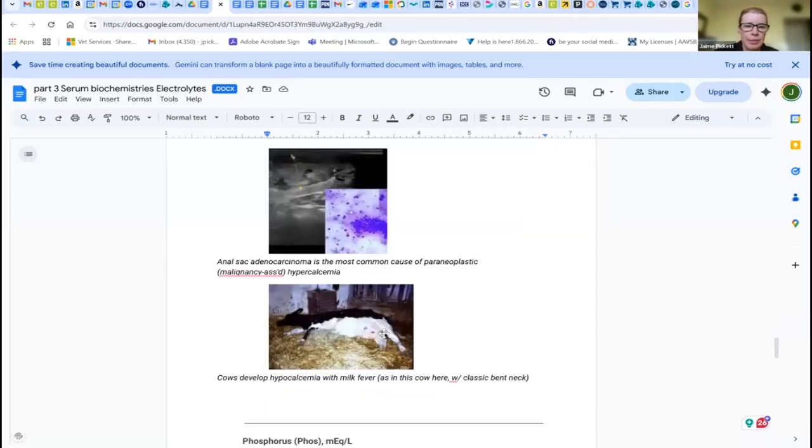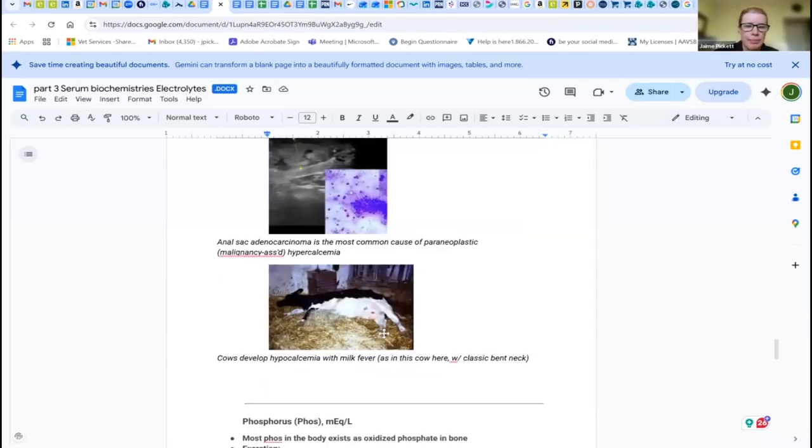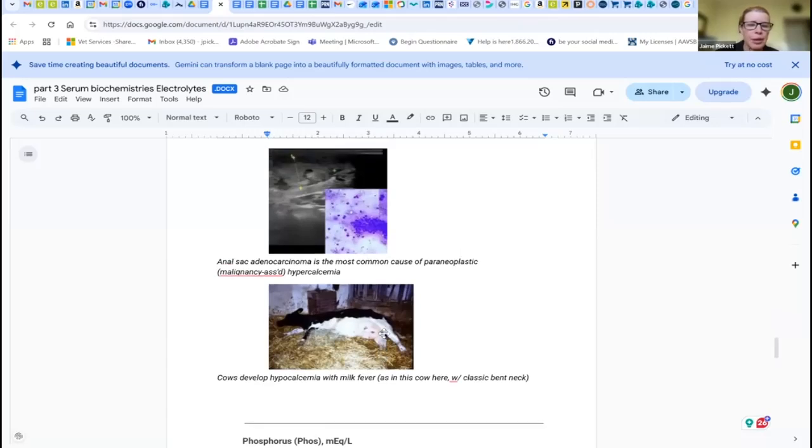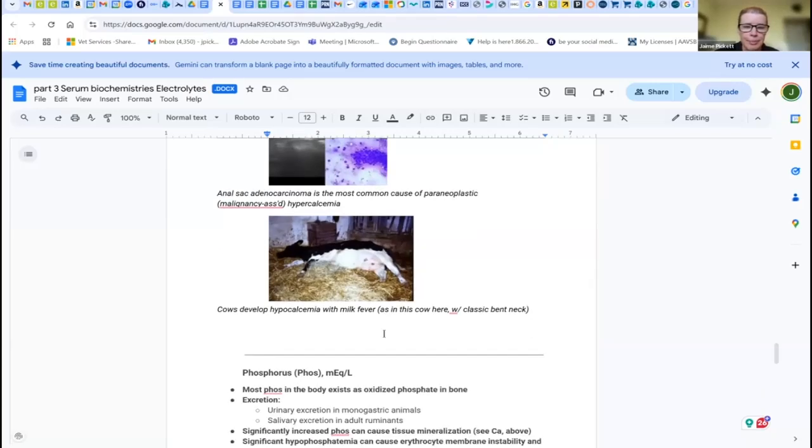So here's some pictures of both for hypercalcemia. So anal sac adenocarcinoma. So this is for cancerous. And then there's a cow with decrease in calcium from milk fever.